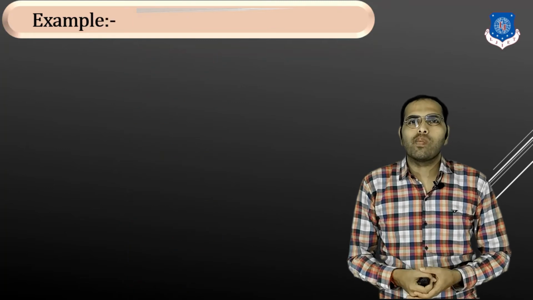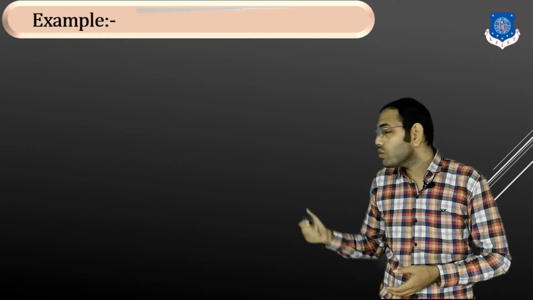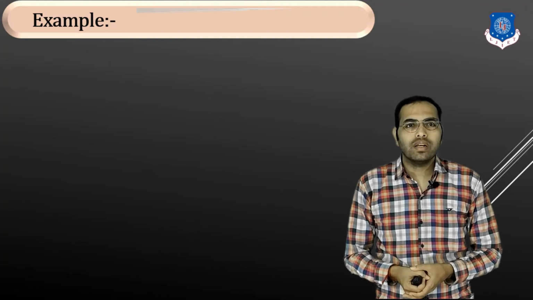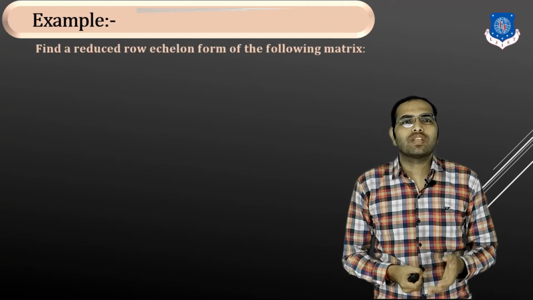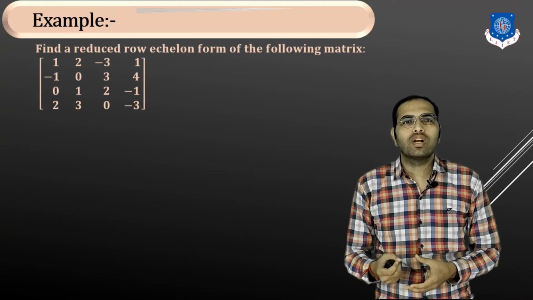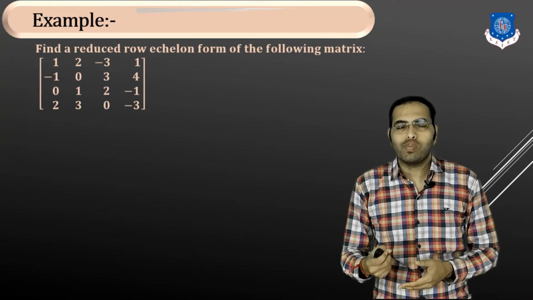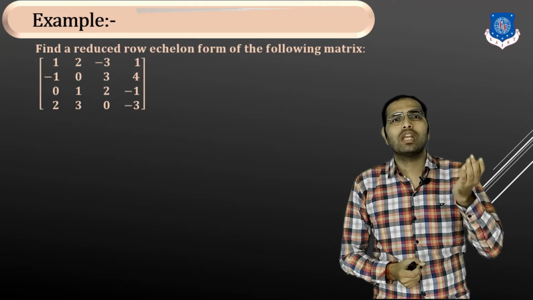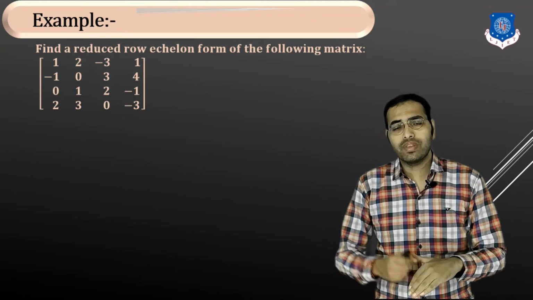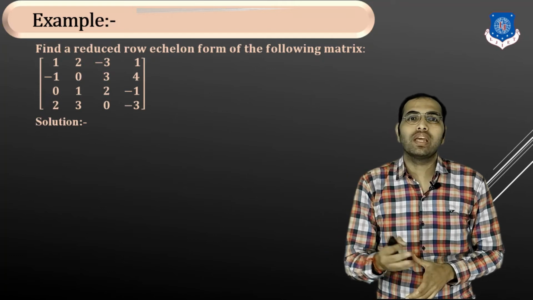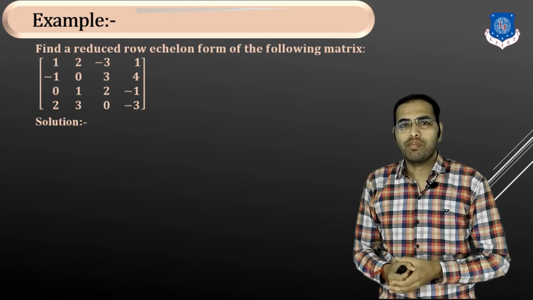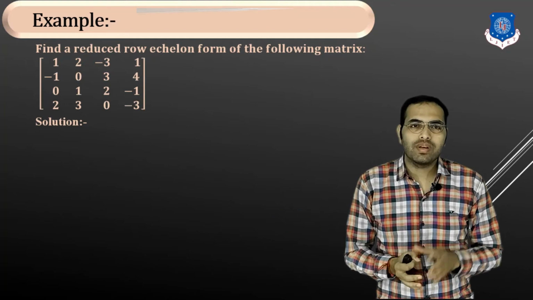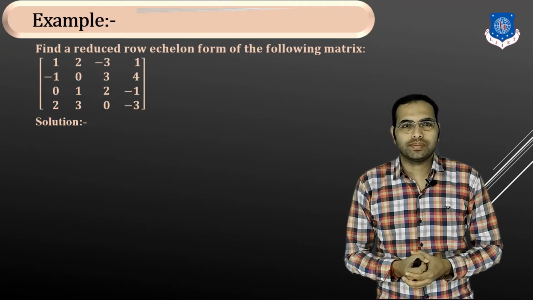Now let's see one more example. Find the reduced row echelon form of the following matrix: 1 2 minus 3 1, minus 1 0 3 4, 0 1 2 minus 1, 2 3 0 minus 3. In this example, we first convert to row echelon form, and after that we go for the reduced row echelon form. Up to row echelon form, the steps are the same as the above example.